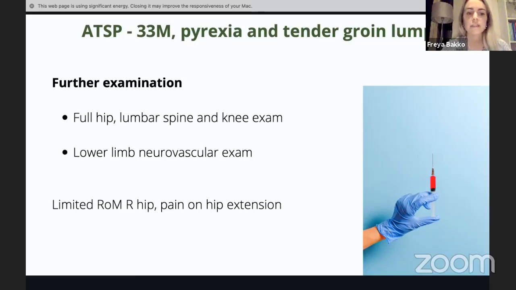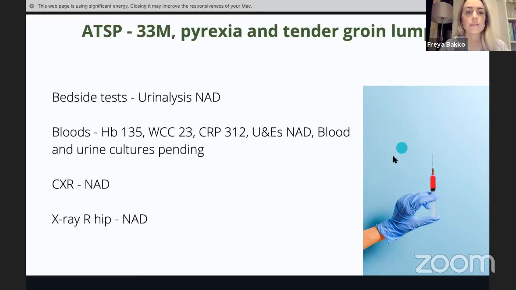So in your examination, you find that he has a limited range of motion of the right hip, and he has particular pain on hip extension, hence why he's keeping it flexed. You order some bedside tests. So his urinalysis comes back as normal. His white cell count is very raised at 23, as is his CRP, at 312.